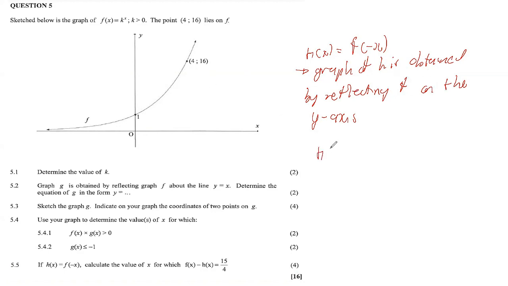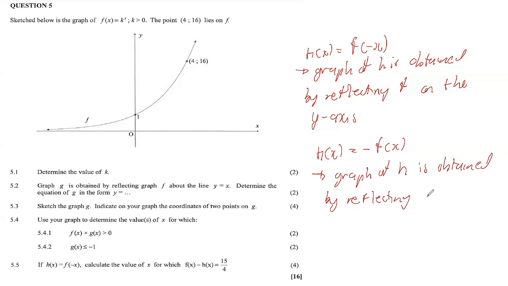But if you see this, what's the interpretation of this? You say the graph of h is obtained by reflecting f along the x-axis. So note that for a reflection along the x-axis, the negative you always have before f of x. But for a reflection along the y-axis, you have the negative inside, with the x, right? So always note that.